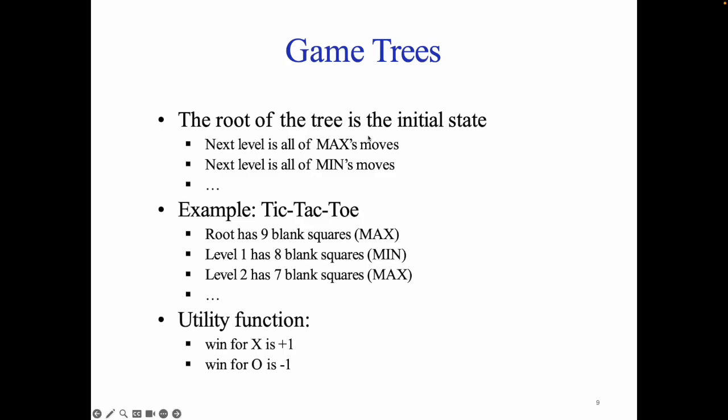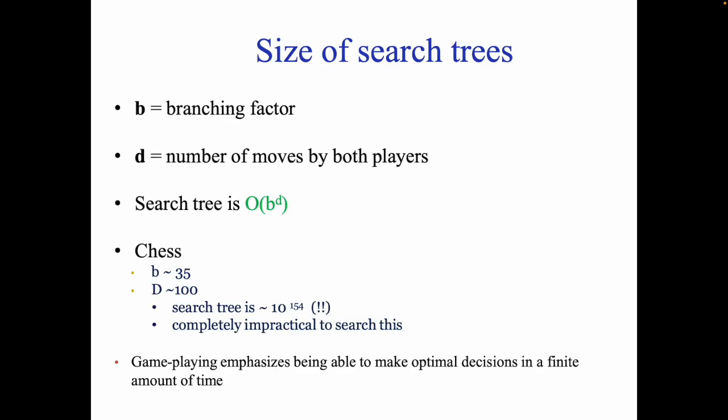So the root of the tree is the initial state, and the next level is all of max's moves. Why? Because max is your first player, so he makes the first move. And then min plays, so it's a turn-based game, right? So first max starts, then min, and then it goes forward the same way. And it shows, for example, how many blank squares are left at each level.